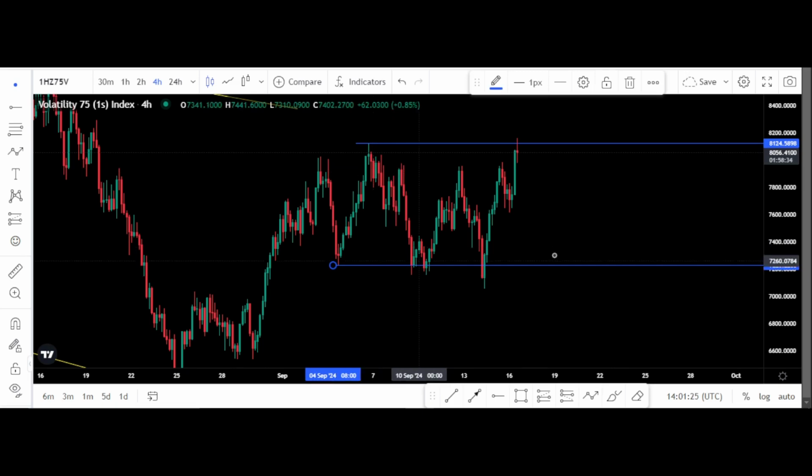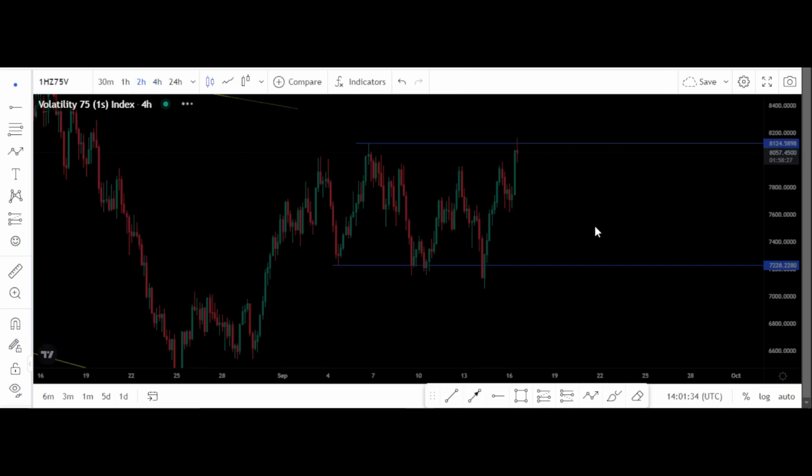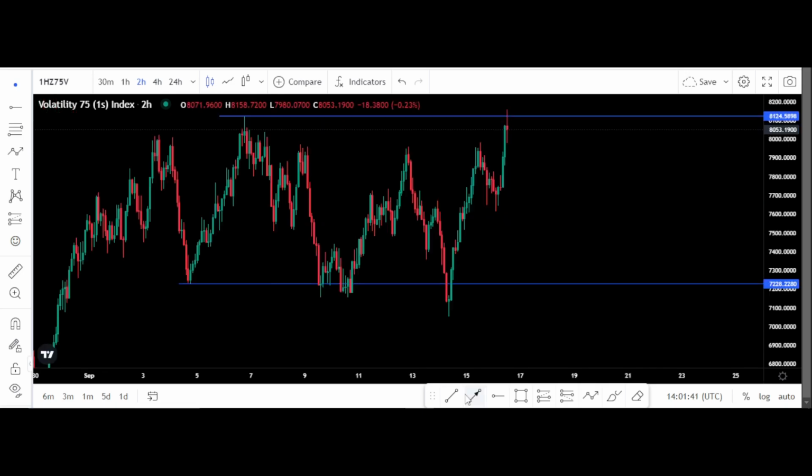So we'll be waiting for the market to come to this level, then we look for buying opportunity. So this becomes our playground. Now let's go to the 2 hour time frame. I like using the 2 hour or the 1 hour time frame. It doesn't matter.